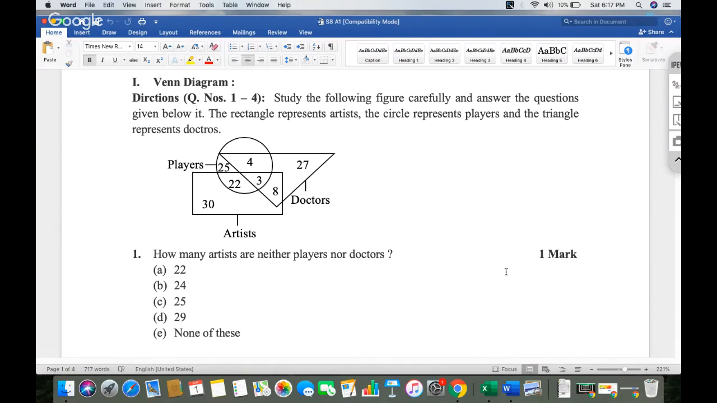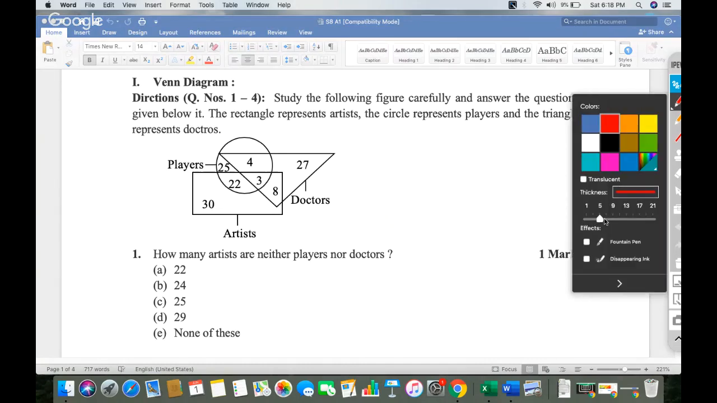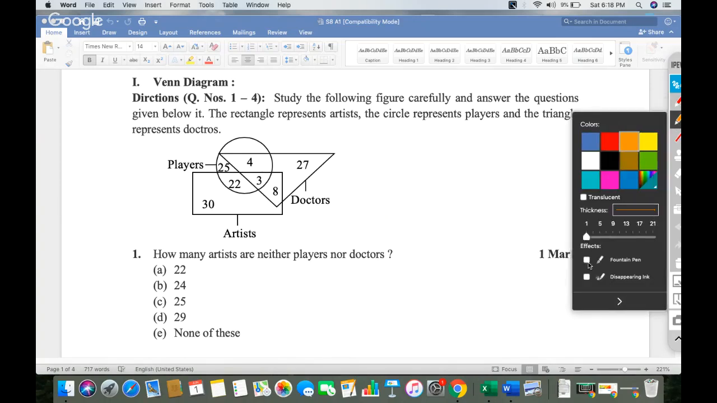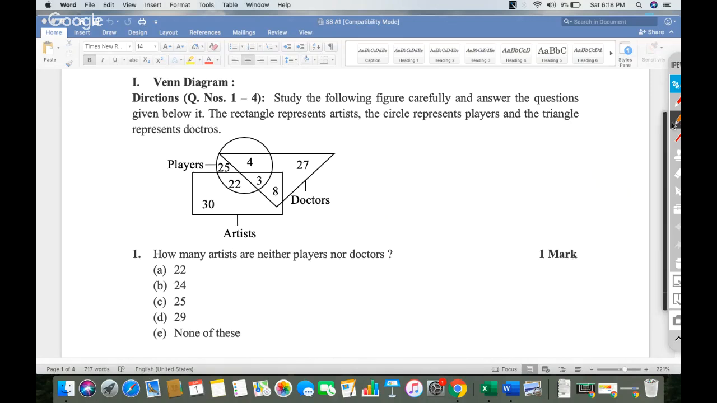Try to understand. First question, a lot of you are giving me answer E. Study the following figure carefully and answer the question given below. The rectangle represents our artists, so this is the artist rectangle, the circle represents players and the triangle represents doctors. How many artists are neither players nor doctors? So try to understand how many artists are neither players nor doctors.